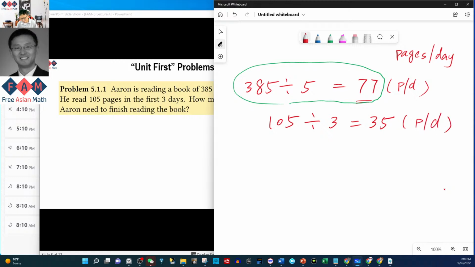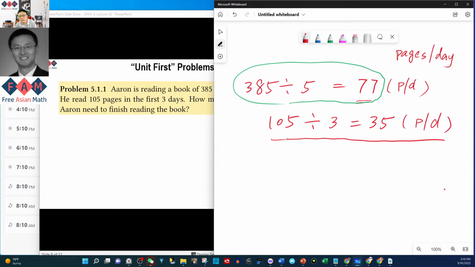35 pages per day. Why we are connecting those two, this illustrates the very first important principle we discussed. In a lot of problems, you are trying to find a multiplicative relationship among 3 quantities. Remember, a multiplicative relationship can actually be in disguise as a division, and that's exactly what we have here. So 105 pages divided by 3 days gives you 35 pages per day.